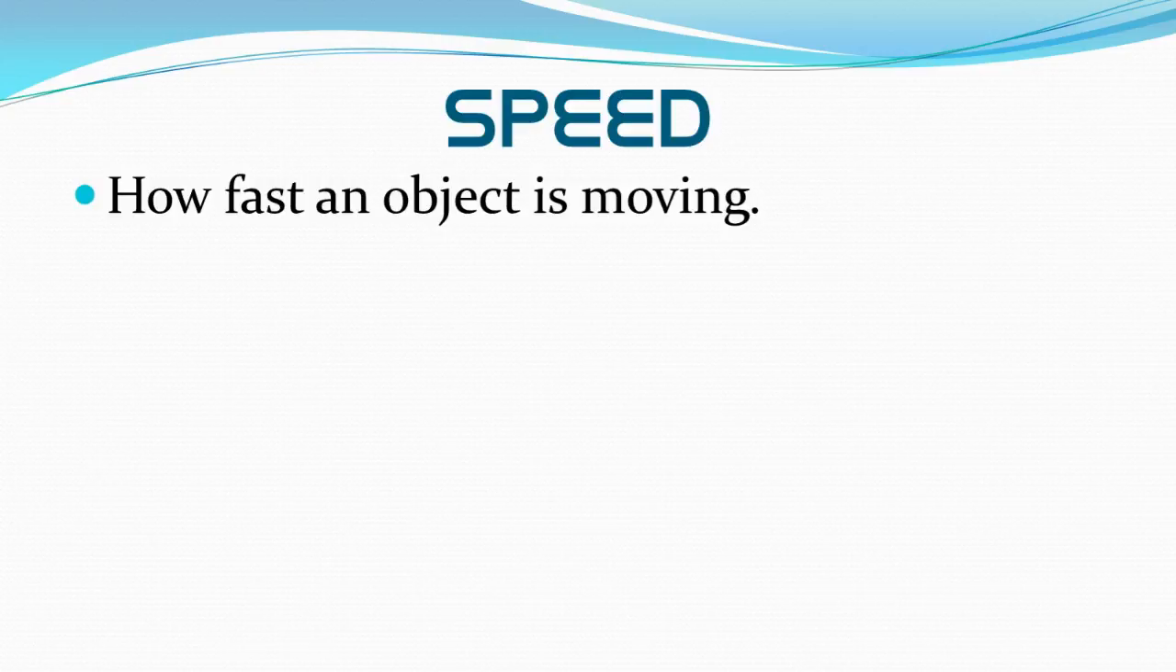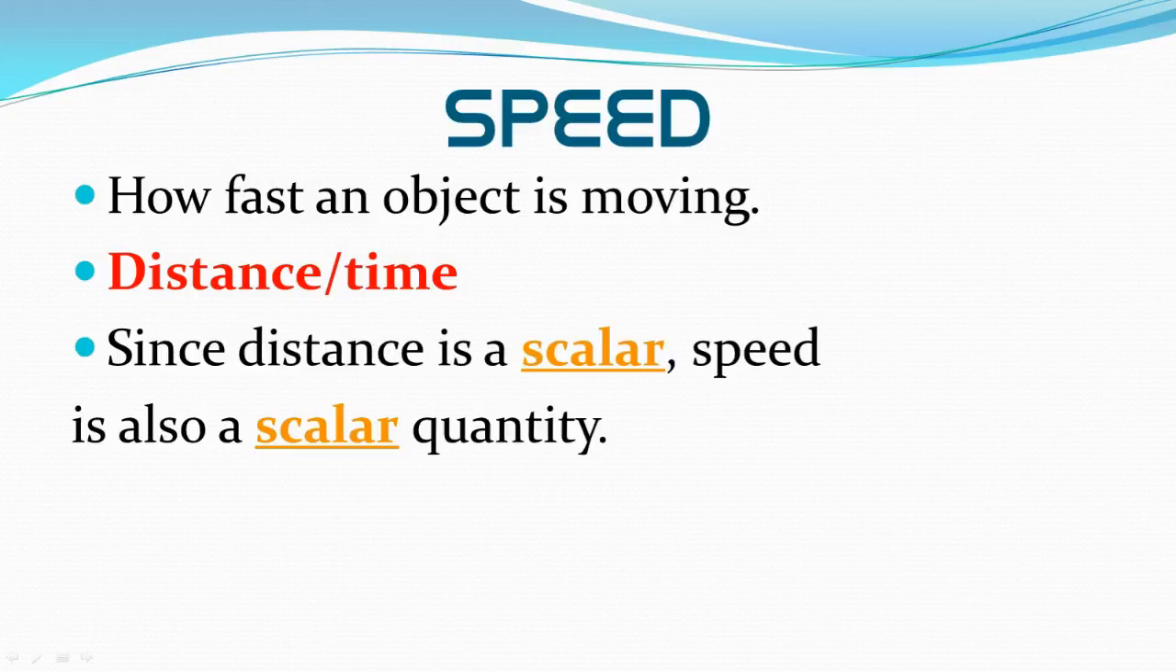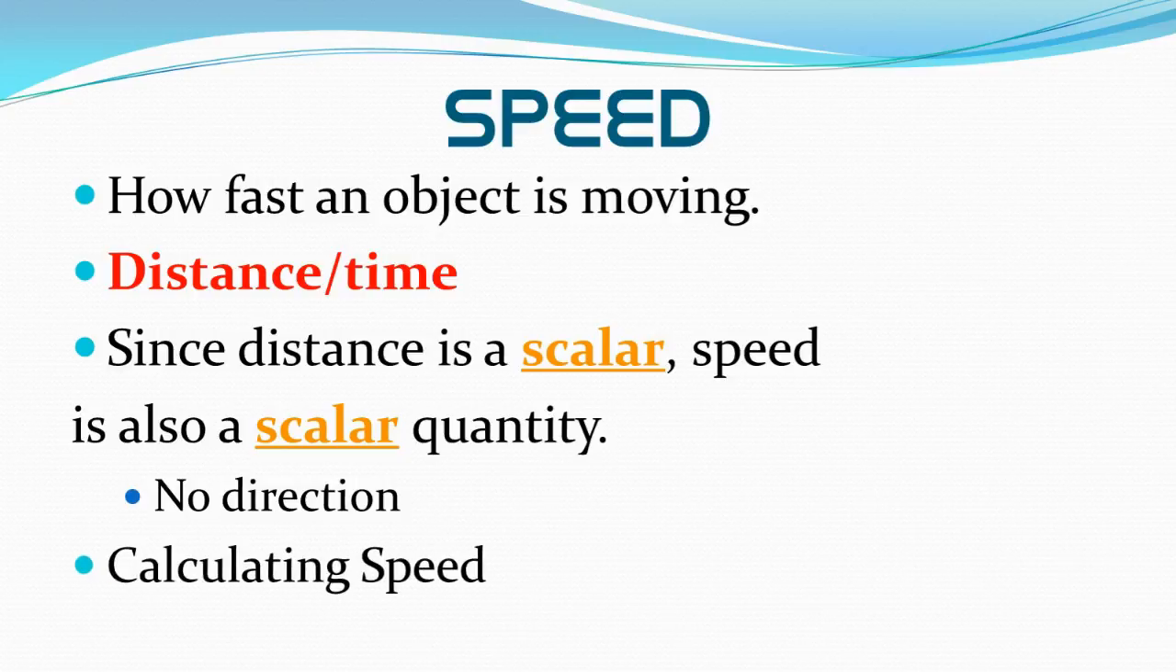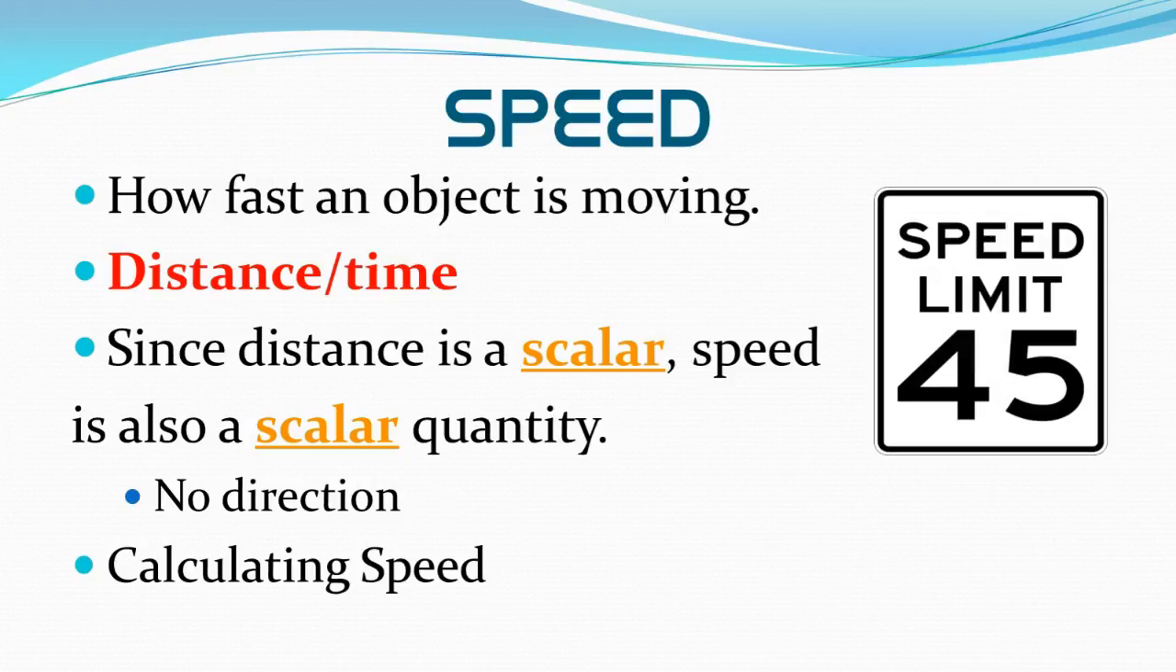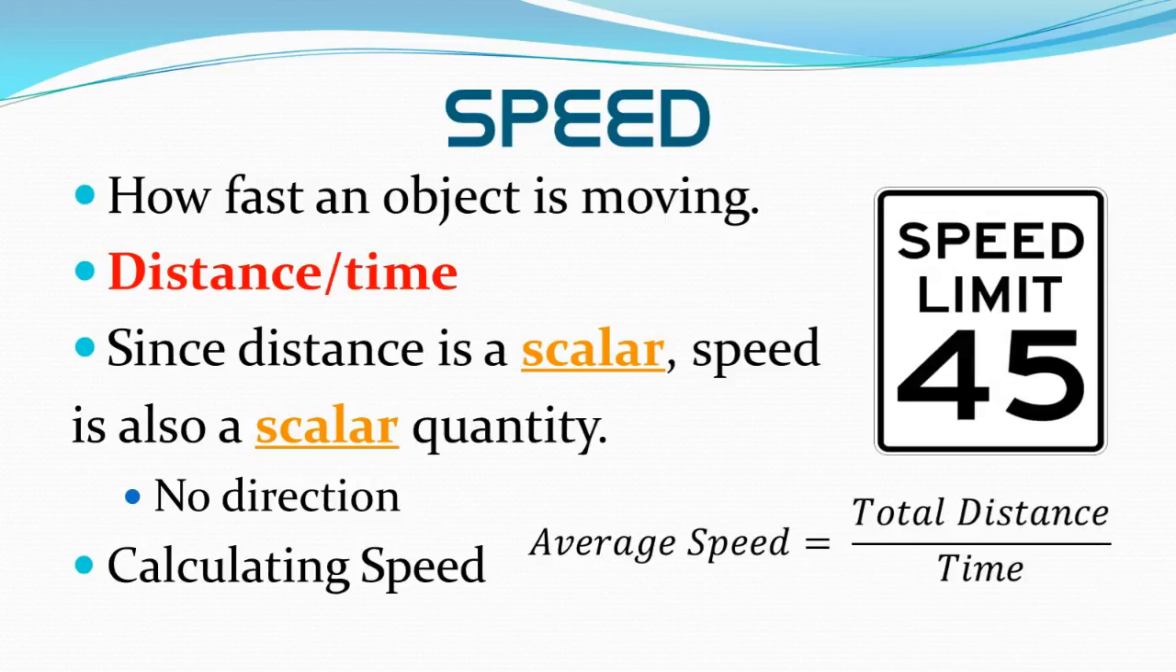Speed is related to distance. It's how fast an object is moving. It's distance divided by time. That's how you calculate speed. Since distance is a scalar, speed is also a scalar quantity. This means that neither distance nor speed have direction. To calculate speed, we're going to take the general formula of total distance over total time. This is to find the average speed. So if I knew how far I drove on a road trip and how long it took me, I could divide the two to get the average speed.